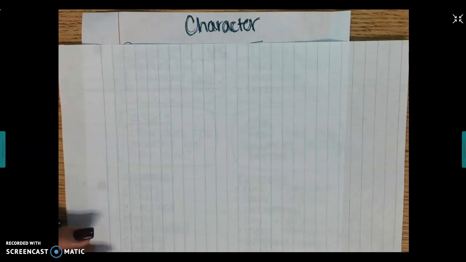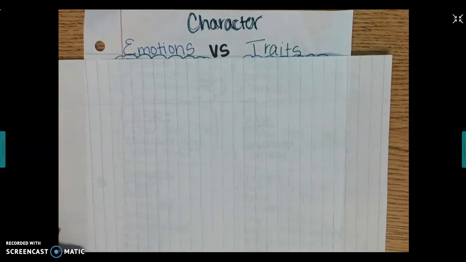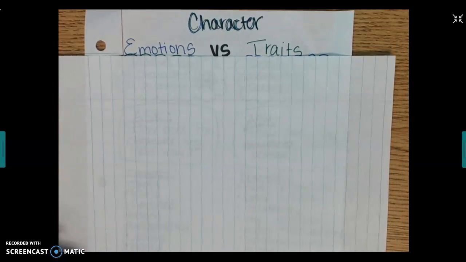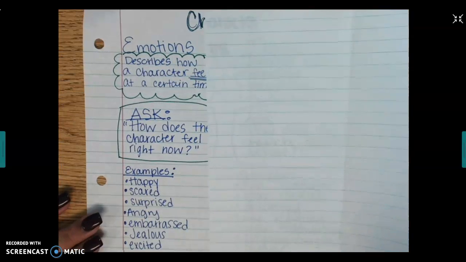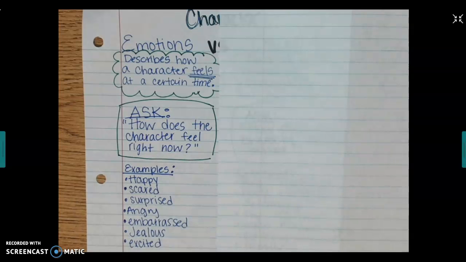So first you're going to start by writing character emotions versus character traits. Make sure to write as I'm talking, and then we're going to be able to put it into practice in a story. So emotions, we're going to look at emotions first. Emotions describe how a character feels at a certain time.